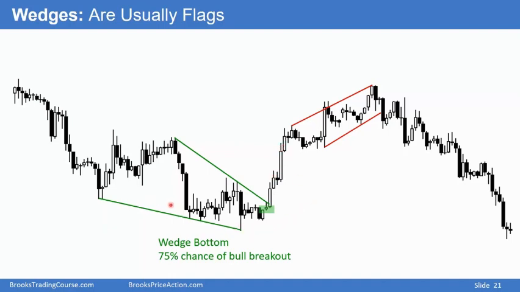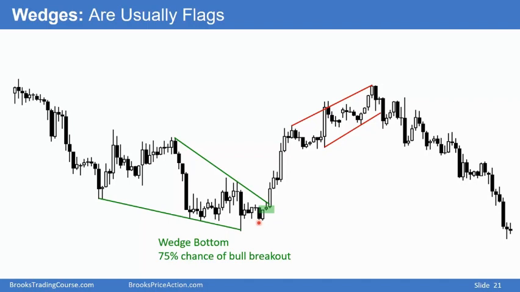Wedge bottom, a lot of buying pressure in here, and we have a failed bear breakout reversed up. And now we have a bull bar here, a bull bar here. This is the third attempt to reverse up. You can also say it's the third failed bear breakout attempt. We tried to break to the downside here. We tried again here.